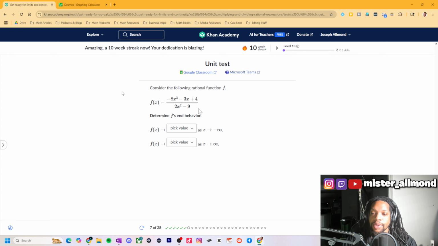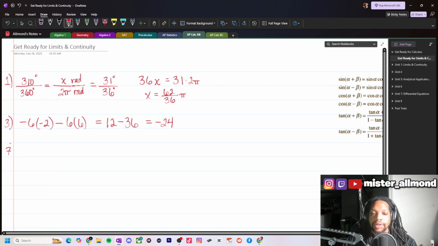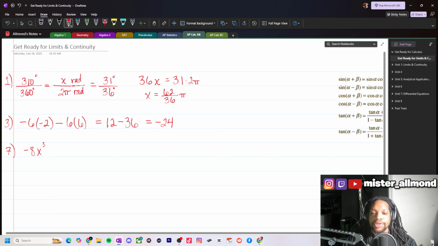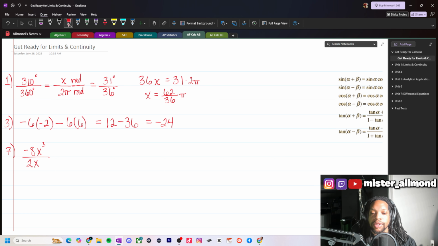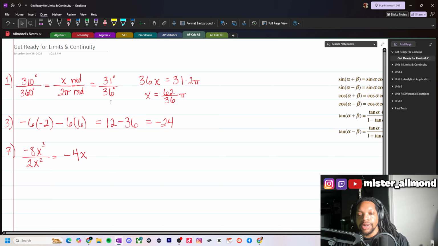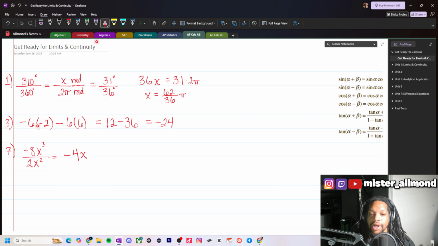Let's see. So I'm going to go negative 8x cubed over 2x squared. Okay, what does that become? Negative 8 over 2 is what? Negative 4. And then x cubed over x squared just becomes x if I subtract my exponents. That's an exponent property reminder just in case somebody forgot. Whenever the same base is being divided, you just subtract the exponents. 3 minus 2 is 1. I could have put a 1 right here if I wanted to.